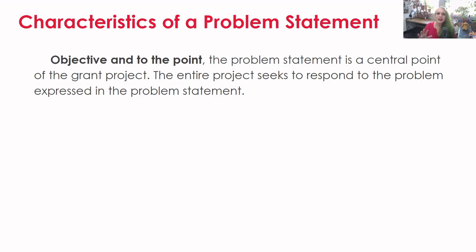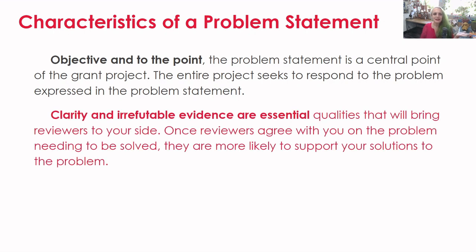But the idea here is how important the problem statement is for the rest of the grant. Another important characteristic is clarity, and irrefutable evidence is essential. These are qualities that will bring reviewers to your side. Because again, when they agree with you that the problem is important and needs to be solved, they are much more likely to support your solutions to this problem.